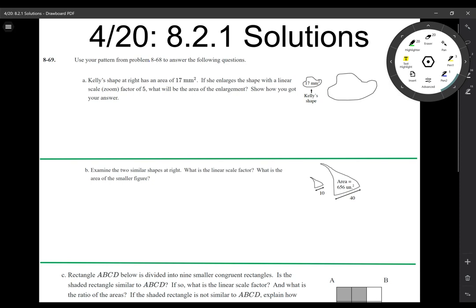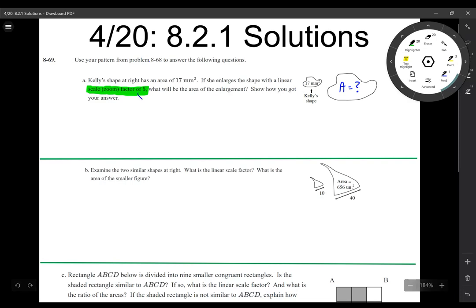So it looks like Kelly's shape at the right, this one right here, has an area of 17 millimeters squared. So that is a 2-dimensional measurement because we're talking about area. But we want to know if she enlarges the shape with a linear scale factor of 5. So we've got a scale factor of 5 here. What will the area of her enlargement be? So we're actually wondering, what will the area of this be right here?